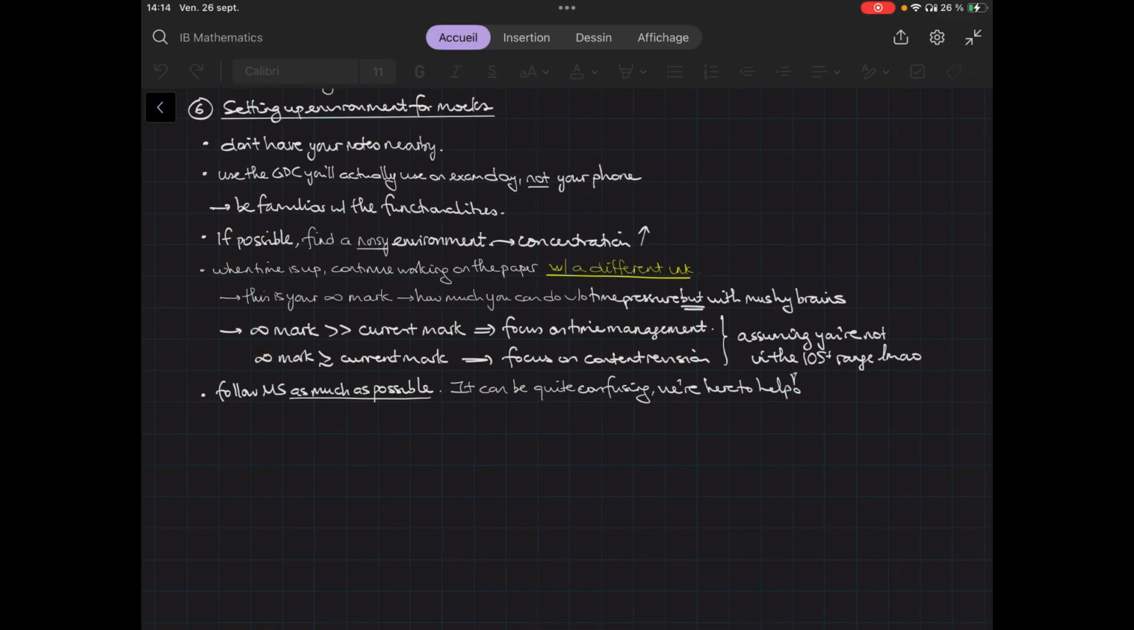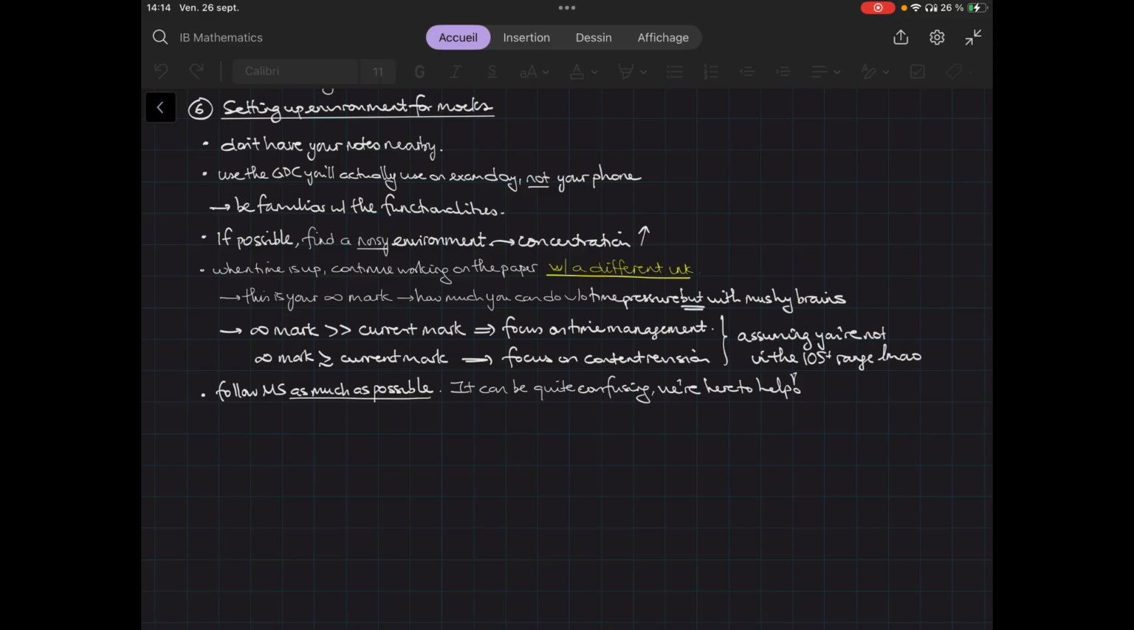Part 6. How to set up the environment for mocks. For the previous parts, I've emphasized the importance of practicing loads and loads of papers. In fact, I would recommend spending most of your time just solving questions. Here's how you should set up for mock exams.